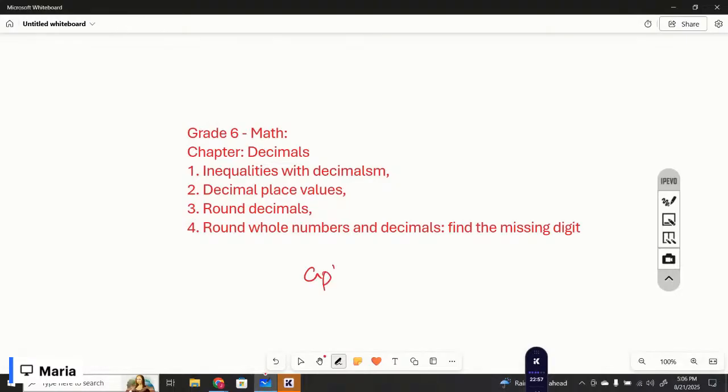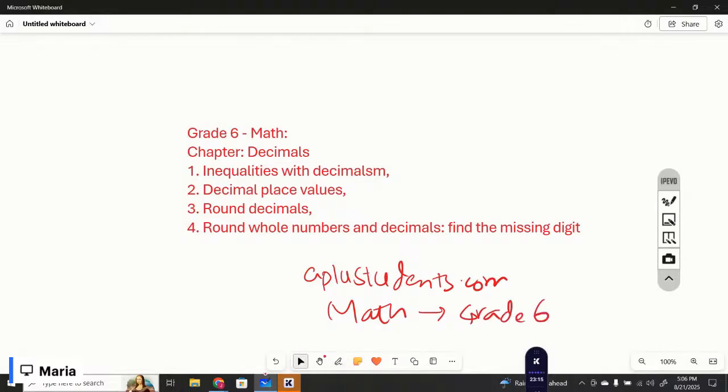You have to log in there using your email address and password as provided by the administrator. Then you have to select Math from the subject tab. Scroll down to Grade 6 Math and then click on View All Lessons. There you can find a list of the chapters.